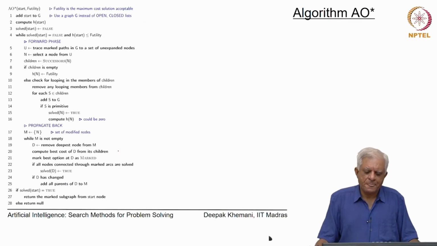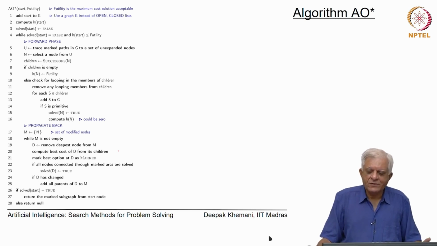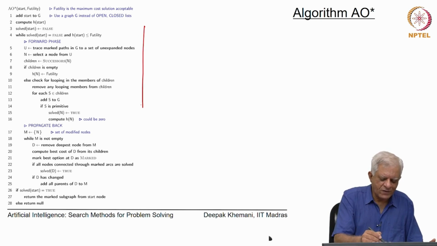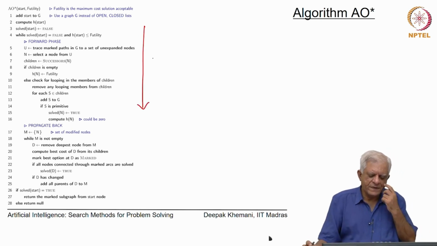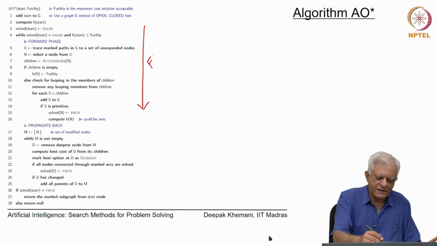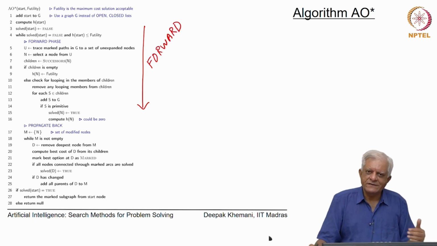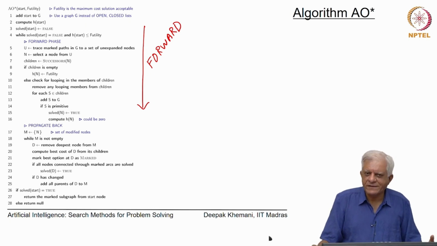Welcome back. We have been looking at this algorithm AO star, which is used to solve an AND/OR graph. And as we discussed in the last session, the algorithm maintains a graph G and it works in two phases. In the forward phase, it traverses the graph using markers that it has maintained, saying that this is the best choice at any given point of time.